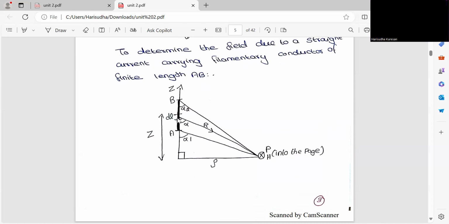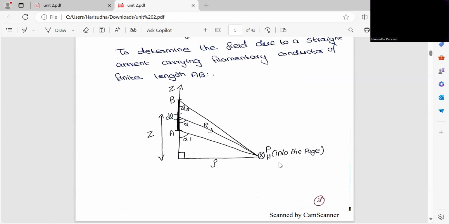Now you take a point P in space. I have put a small circle, and inside the small circle, I have put the cross. The meaning is that the magnetic field intensity or the current is into the page. That's why we put a small circle and the cross inside. If we put a dot inside, the understanding is that the magnetic field intensity or the current is out of the page. So you take a point P in space, and what is the magnetic field intensity at that point P?